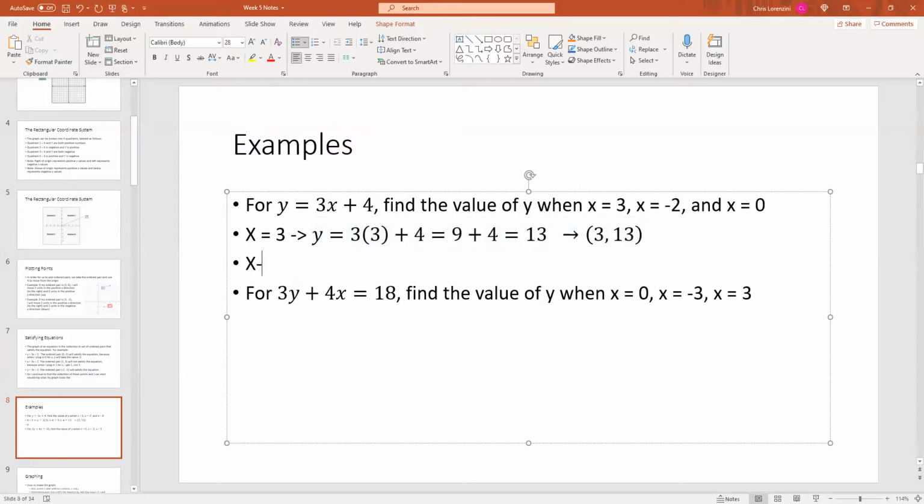Next one said, let x equal negative 2. When I let x equal negative 2, I do the exact same thing. Wherever I see an x, I replace it with a negative 2, and I see what I get. 3 times negative 2, that's negative 6 plus 4. Negative 6 plus 4 is negative 2. So when x is equal to negative 2, I see that y is equal to negative 2. So that ordered pair will also fall on the graph of my line.